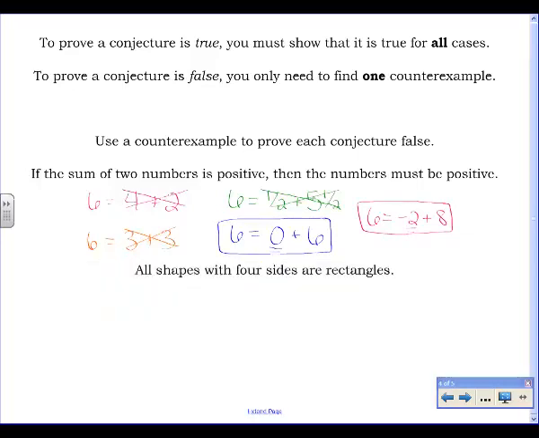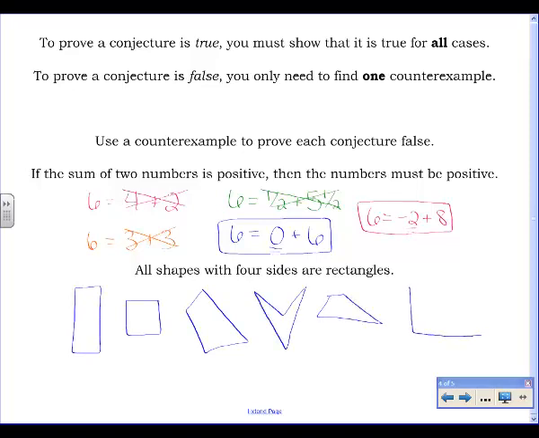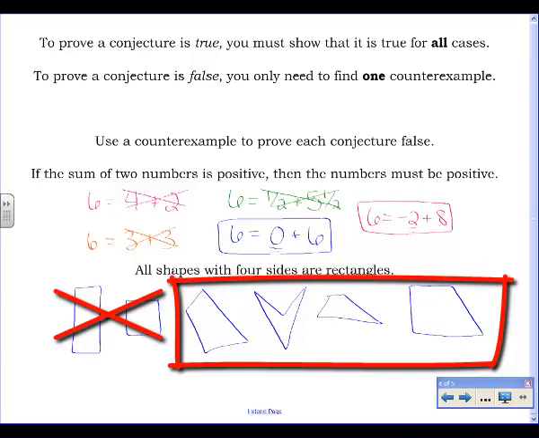Now let's look at a more visual conjecture. All shapes with 4 sides are rectangles. Here we need to find a 4-sided figure that's not a rectangle. If you just start drawing some 4-sided figures, I'm sure you'll eventually stumble across something that isn't a rectangle. Here are a few 4-sided figures that I came up with. Can you pick out the ones that work as counterexamples? Each of these could be a counterexample, and remember, it only takes one.